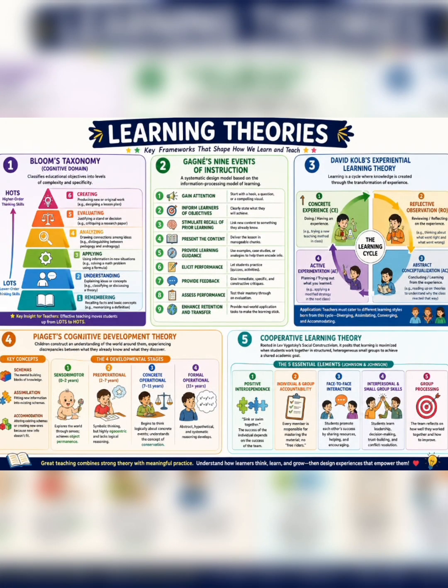Finally, we have section 5, cooperative learning theory, rooted deeply in Lev Vygotsky's social constructivism. It posits that learning is maximized when students work together in structured, heterogeneous small groups to achieve a shared academic goal. According to Johnson and Johnson, it relies on 5 essential elements. Number 1, positive interdependence. Number 2, individual and group accountability. Number 3, face-to-face interaction. Number 4, interpersonal and small-group skills. Number 5, group processing.